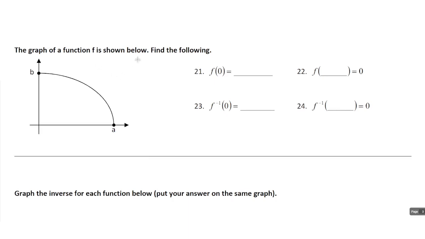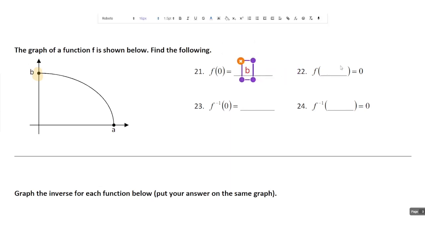The graph of function f is shown below. Find the following. So f of 0 is just going to be this point right up here. Okay, so f of 0 is b. Just looking at this one, f of 0 is b.